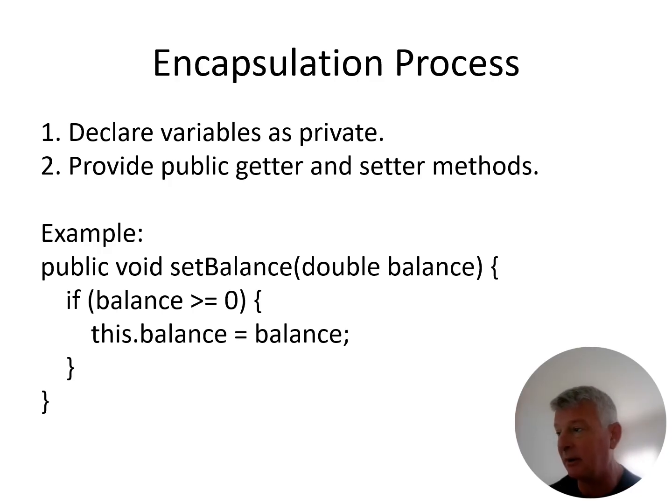If balance is greater than or equal to 0, then this.balance equals balance. So we could set balance. And we could make this much more strict if we want to. We could check the balance against a lot of different things and then either approve or not approve the change of the balance.